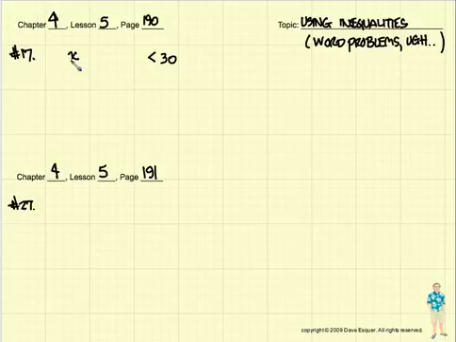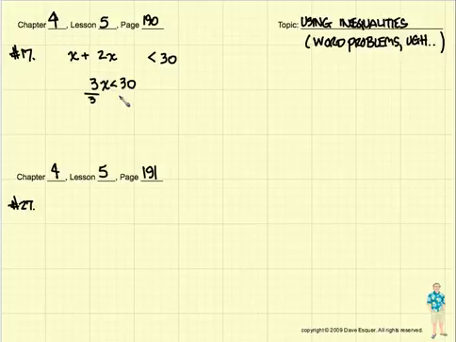So one is going to be x. Twice x, I think, is 2x. So one integer is x, the other one is twice the other one, so it's 2 times x. So we have the sum, so we're going to put plus, and their sum is going to be less than 30. So we've got x plus 2x less than 30. Remember, x plus 2x, we have 3x. 3x is less than 30.